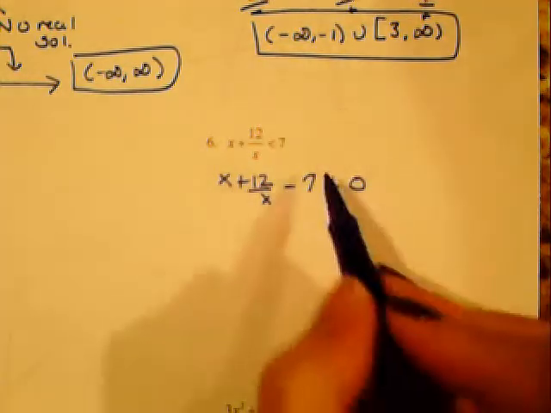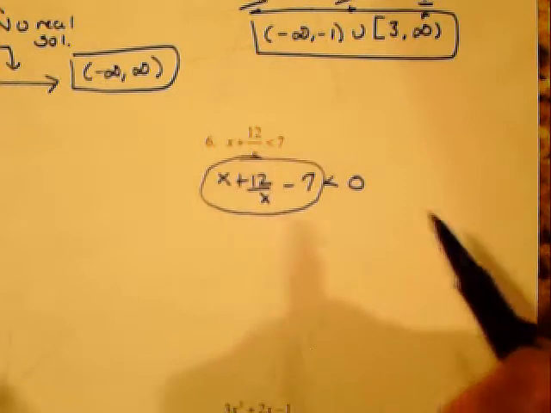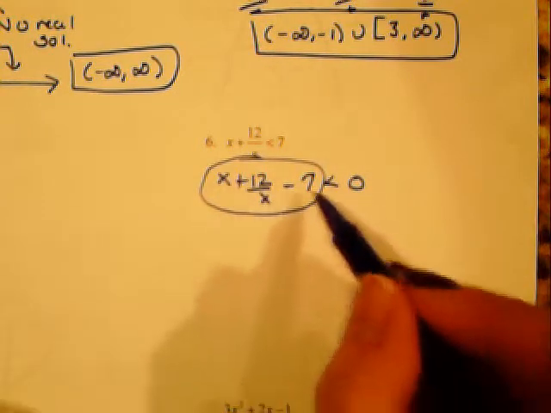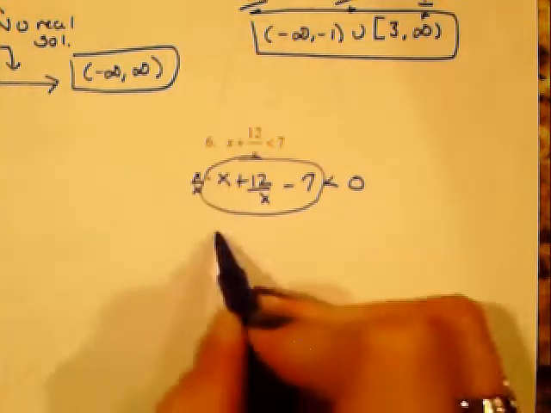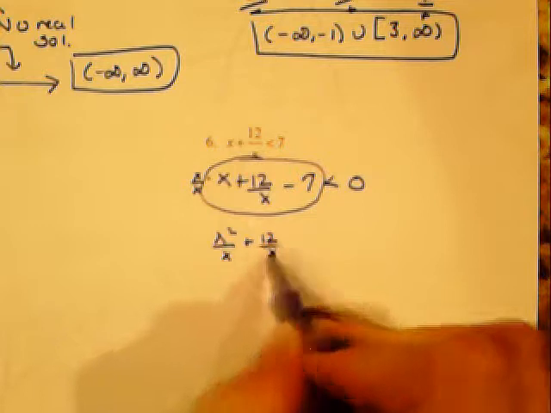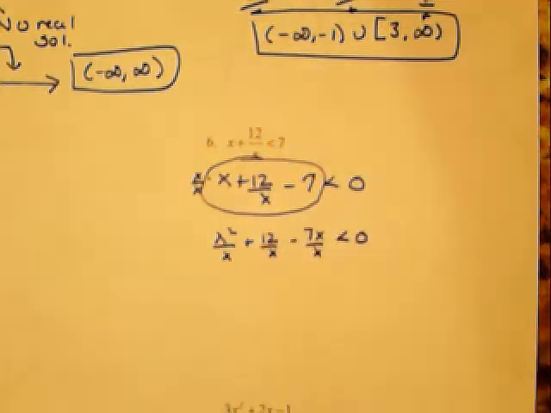And again, like I mentioned, you need to make sure you condense this down to a single fraction before you can identify those critical numbers. So I'm going to have to rewrite each term with a common denominator, which is x. So I have to take x and multiply by an x over x, which will give me an x squared over x. 12 over x already has the LCD, minus 7x over x, which is less than 0.